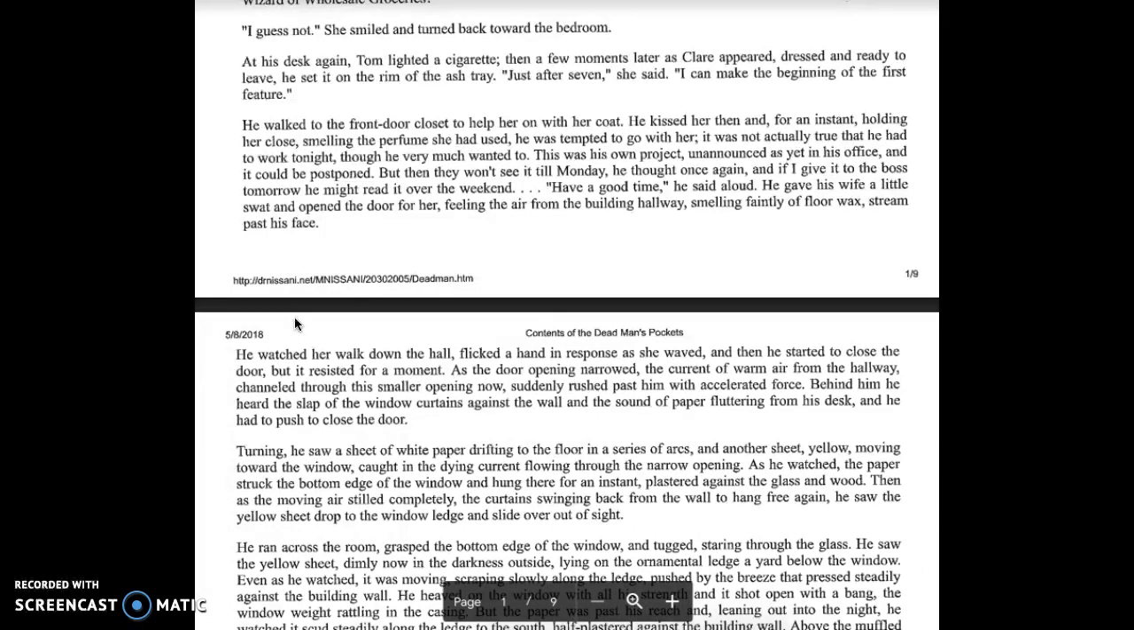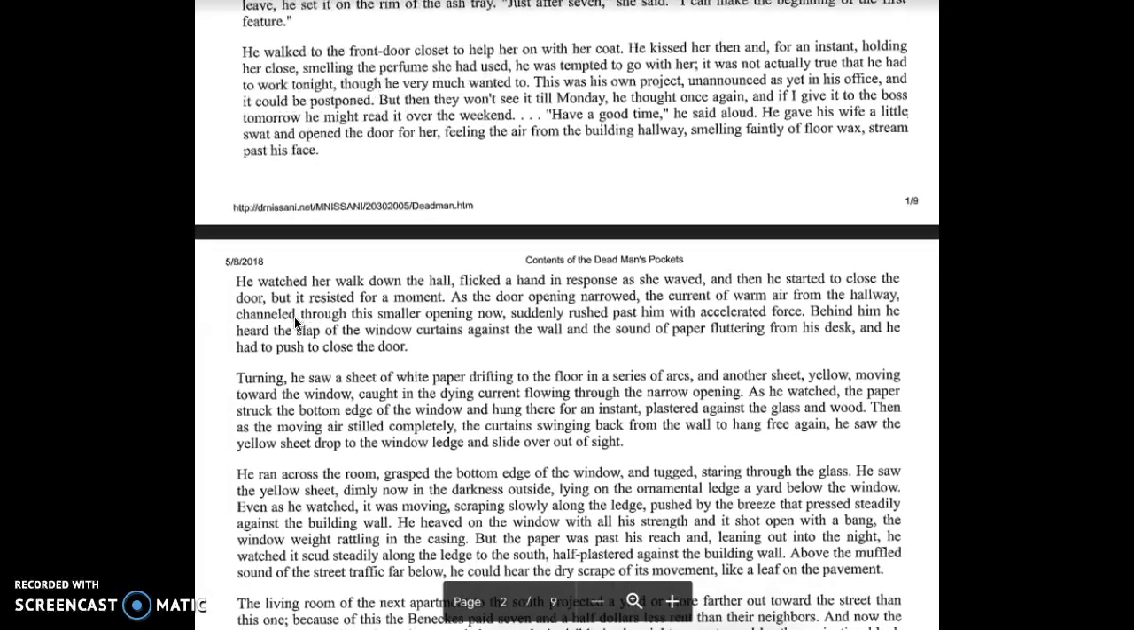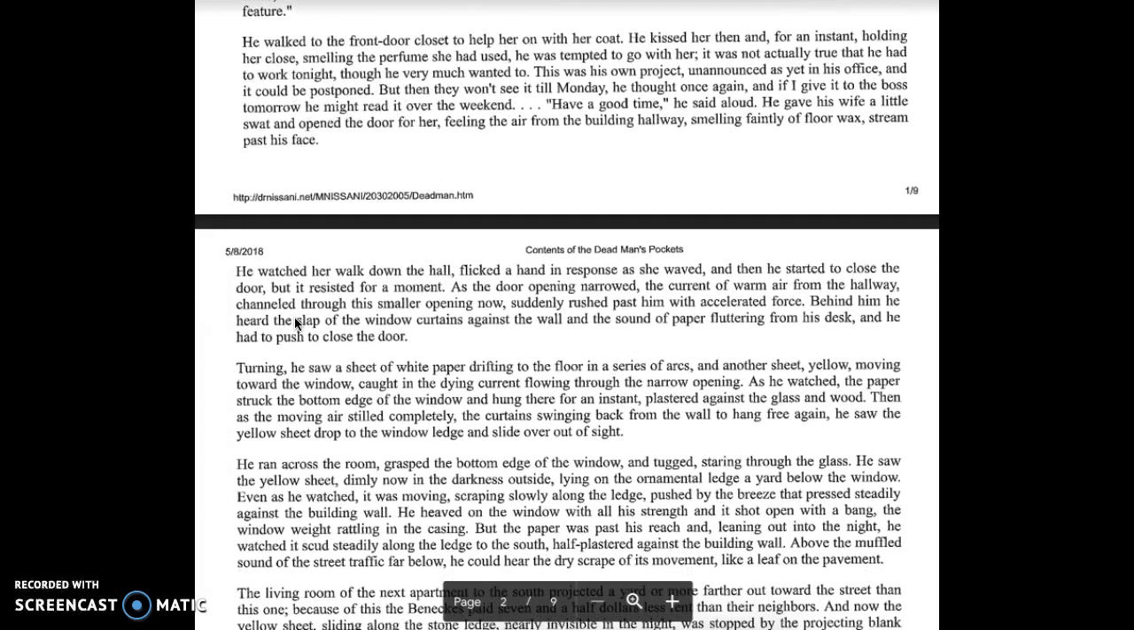At his desk again, Tom lighted a cigarette, then just a few minutes later, as Claire appeared, dressed and ready to leave, he set it at the rim of the ashtray. "Just after 7," she said. "I can make the beginning of the first feature." He walked to the front door closet to help her on with her coat.